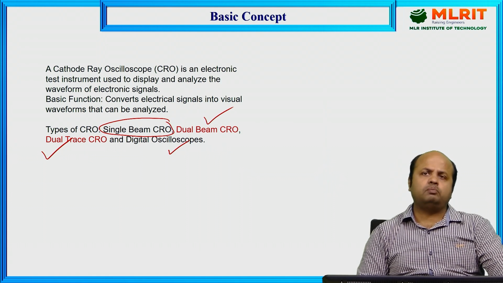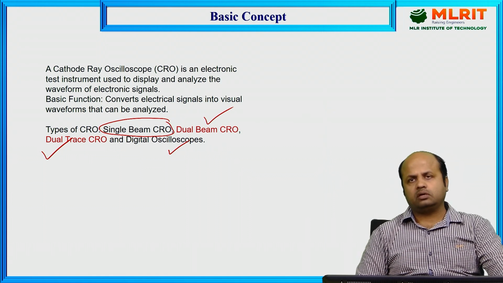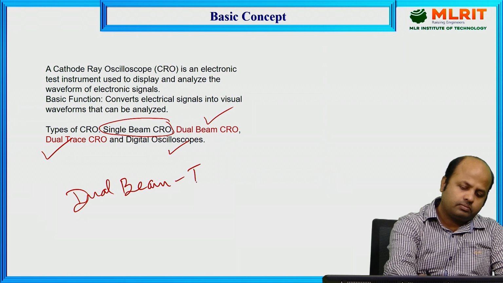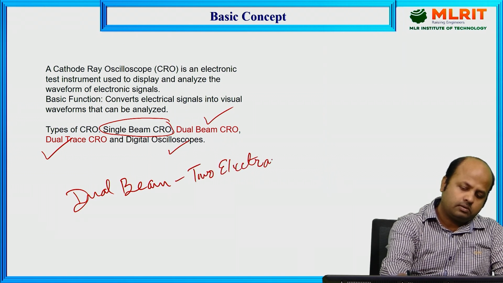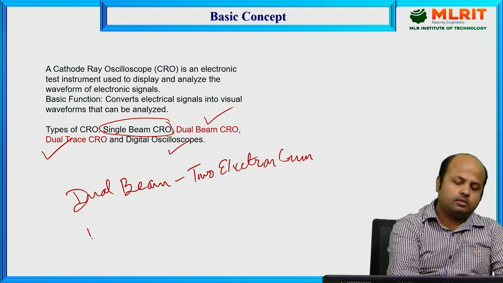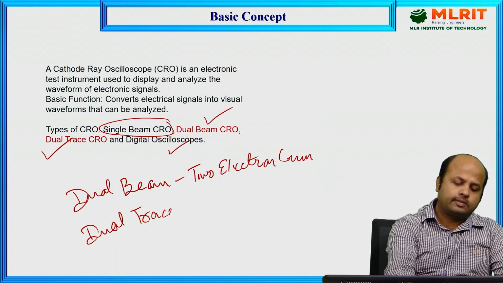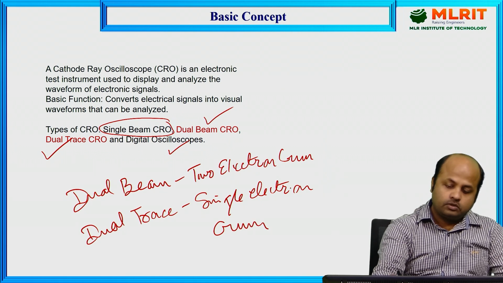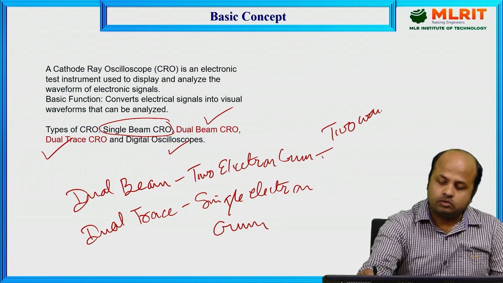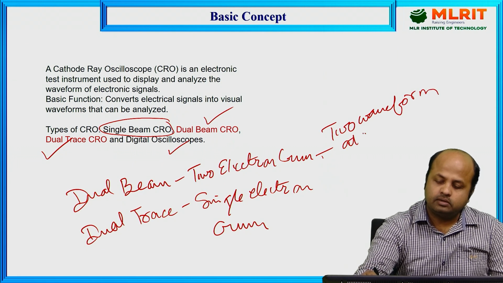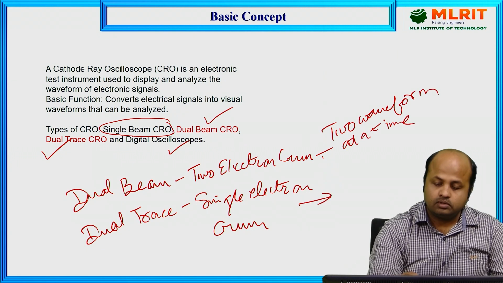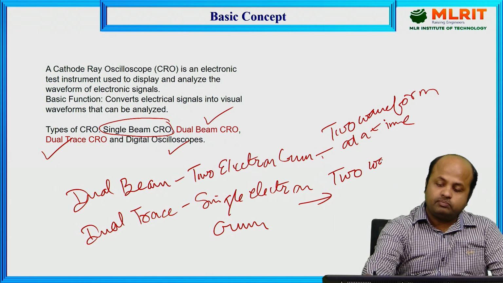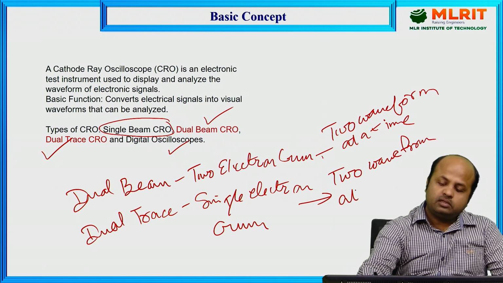As the name suggests, dual beam will have two electron guns and it will display two waveforms at a time. Dual trace has a single electron gun, but it has the ability to display two waveforms at a time.